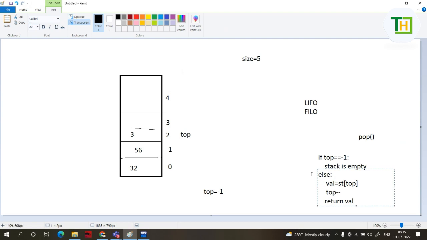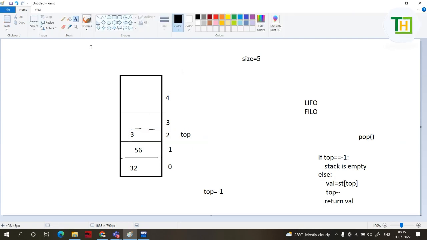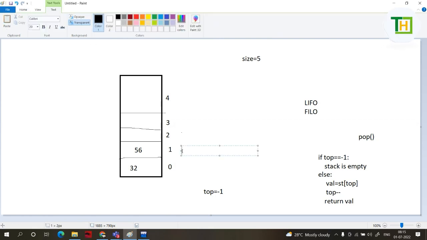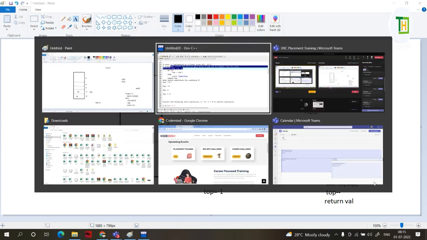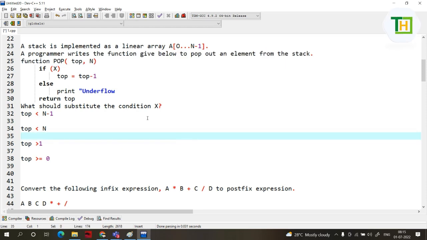What I'm writing here is, I'm going to take a copy of the value at the top, and then I'm going to return it. And then top minus minus, that means this 3 is deleted and this top is going to be decremented. Now top is at 56, that means at the first index. Top is decremented.